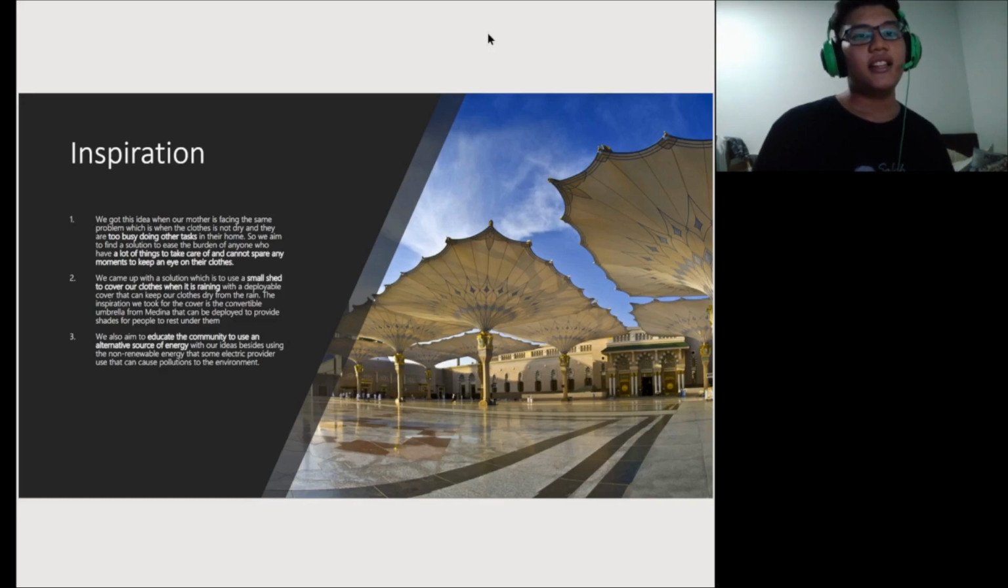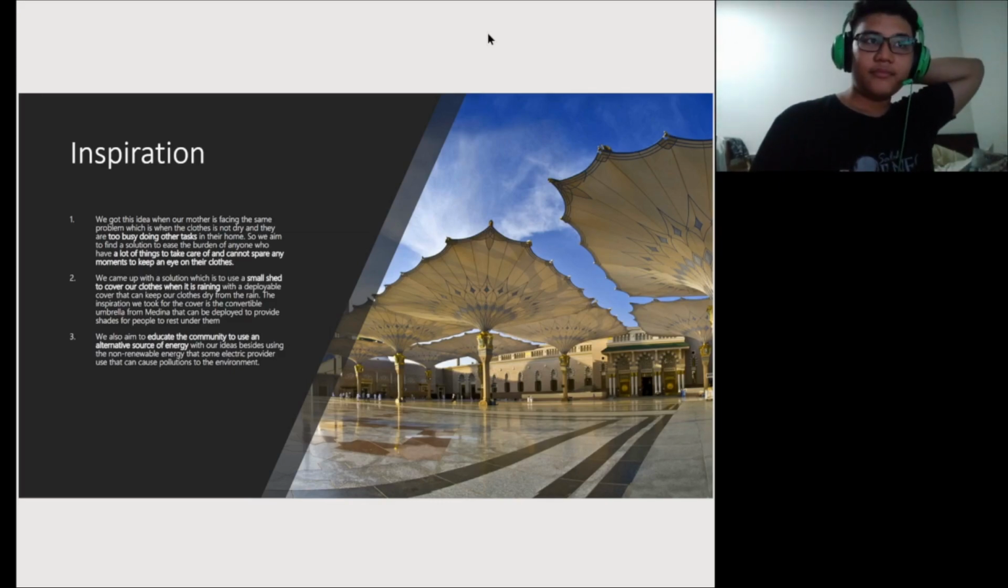And second is the inspiration, the idea that we got for this project. The first is that we got this idea when our mother was facing the same problem, when the clothes were not dry and they were too busy doing other tasks at home and it started raining all of a sudden. So we aim to find a solution to ease the burden of people who have a lot of things to take care of and cannot spare the moments to keep an eye on their clothes. Secondly, we came up with a solution, which is to use a small shed with a deployable cover to keep our clothes dry from the rain.